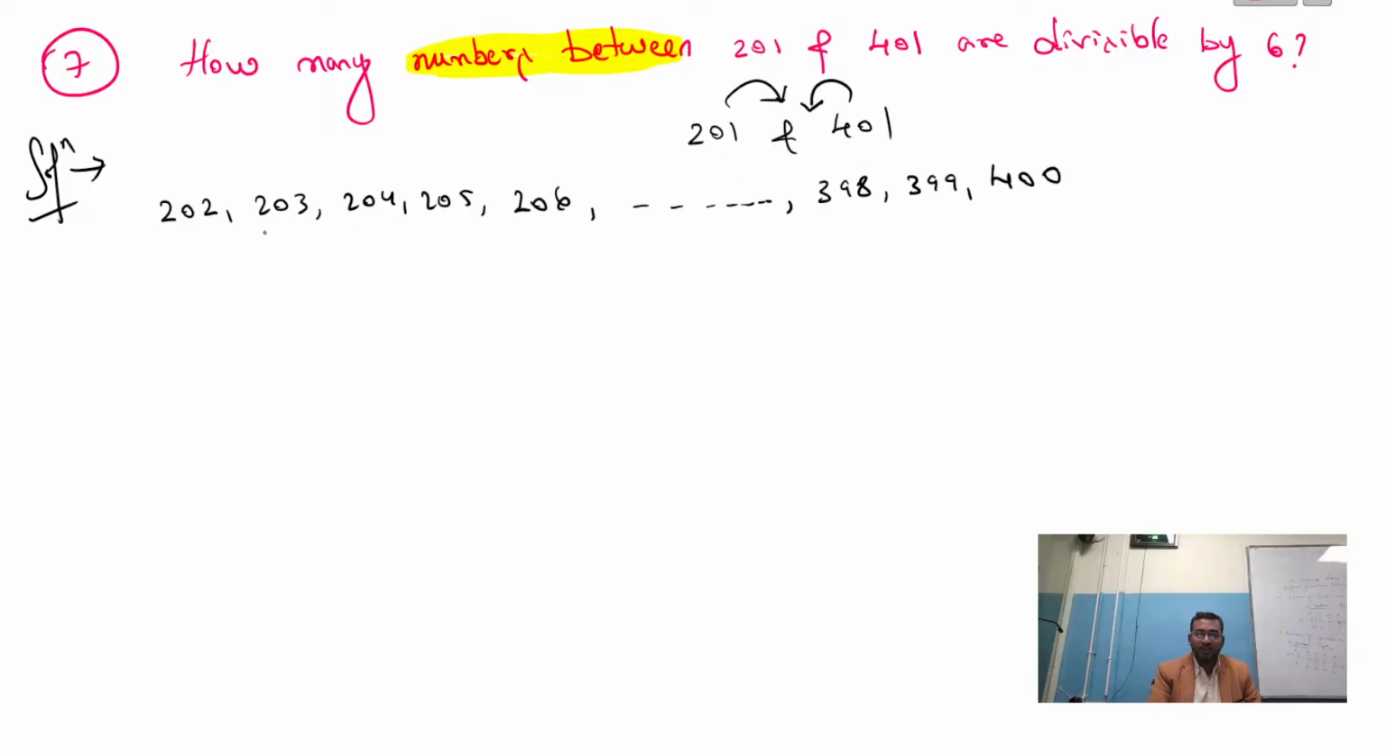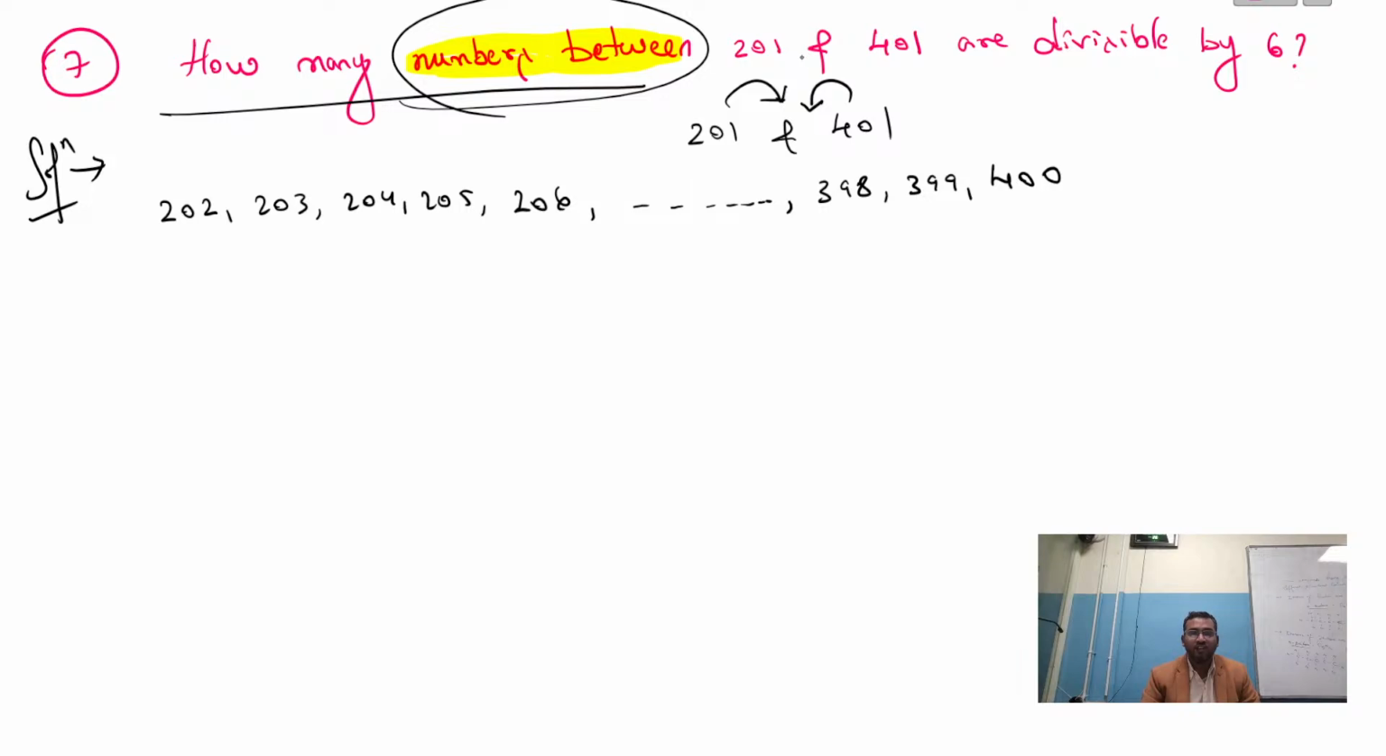Now they are asking that of all the numbers we have, which numbers are divisible by 6. You should know which numbers are divisible by 6, and how many numbers we have like that. Please understand once again. The question is how many numbers between 201 and 401. So whenever you get a question like this, if they ask how many numbers between, then you should not take 201, even though it is divisible by 6, you should not consider that.